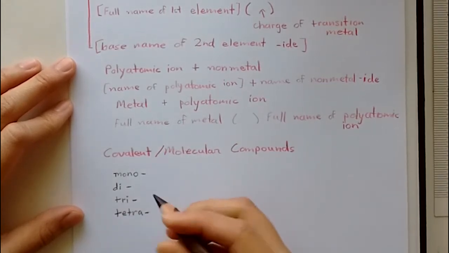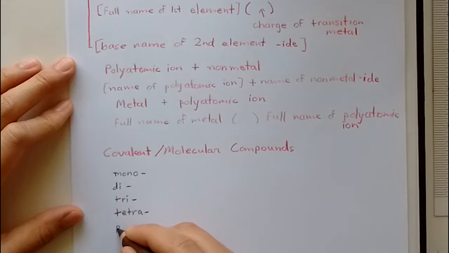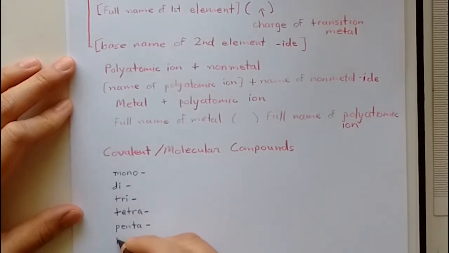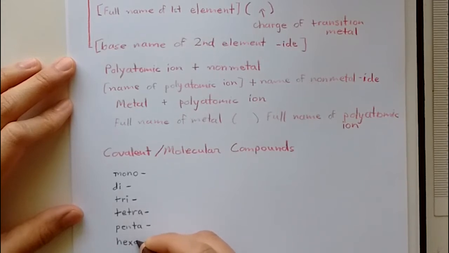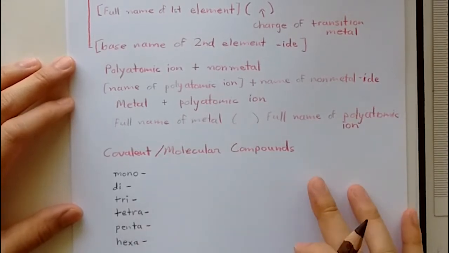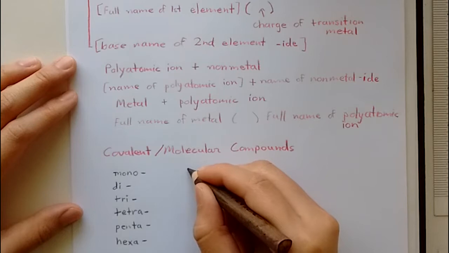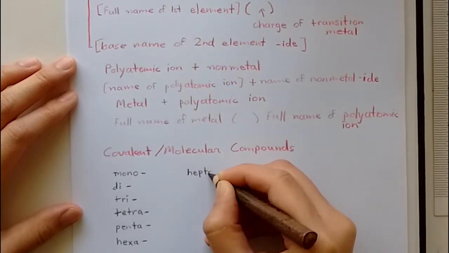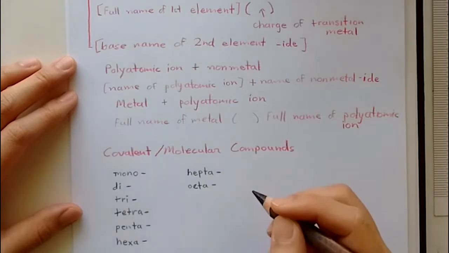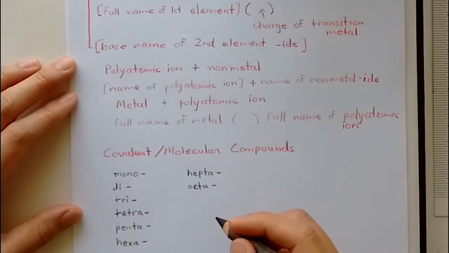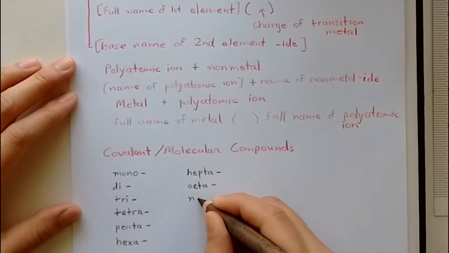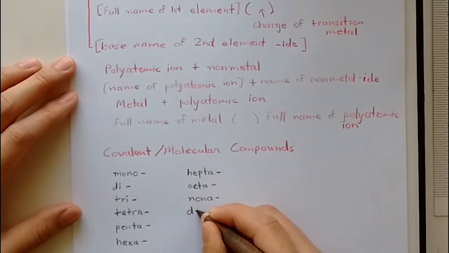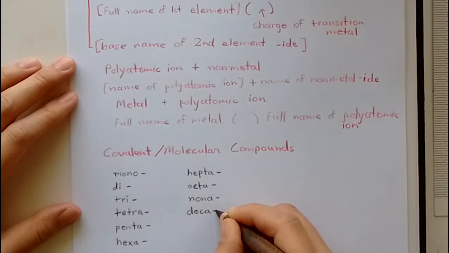Tetra is 4. Penta is for 5. And there's hexa for 6. And then we have hepta for 7, octa for 8, nona for 9, and deca for 10.